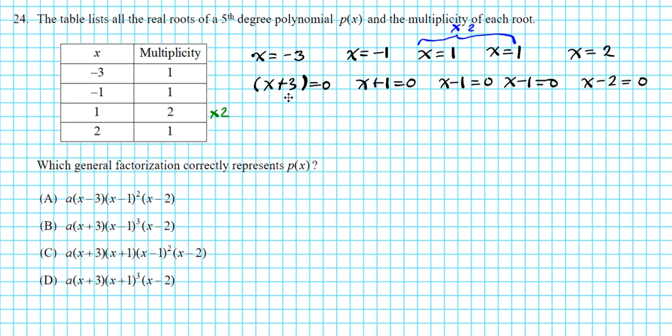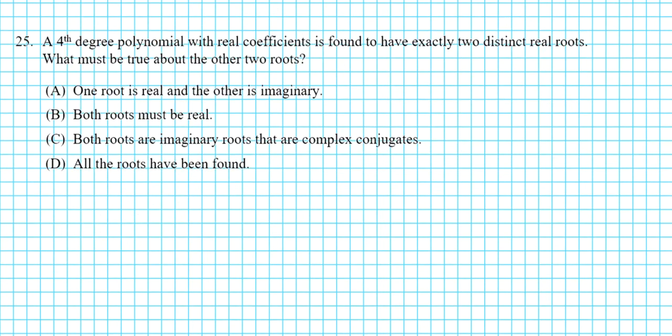We use the reverse of the zero product property, multiply all the expressions on the left. We'll have the leading coefficient a times x plus 3 times x plus 1. X minus 1 shows up twice, so we can use properties of exponents to express this as x minus 1 squared. And then we have x minus 2 equals 0. Okay? So the general factorization, if you take a look at the options here, the correct answer is option letter C.